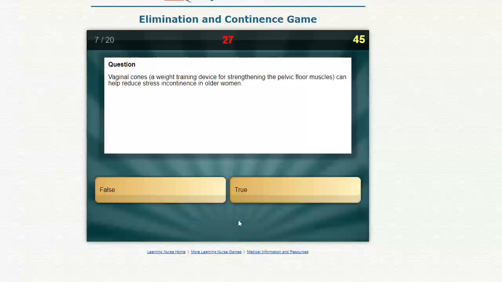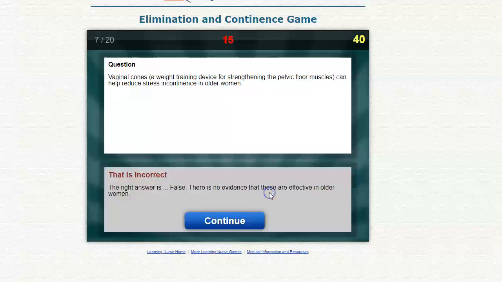Vaginal cones, a weight training device for strengthening the pelvic floor muscles, can help reduce stress incontinence in older women. Was this one of the therapies that I talked about in regards to stress incontinence? No, it's false. There is no evidence that these are effective in older women. So the answer is false.